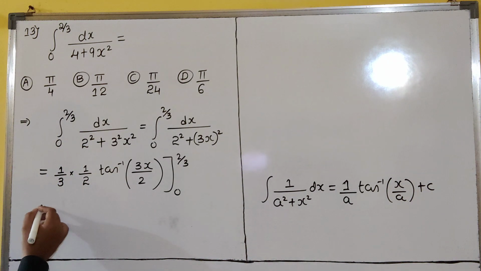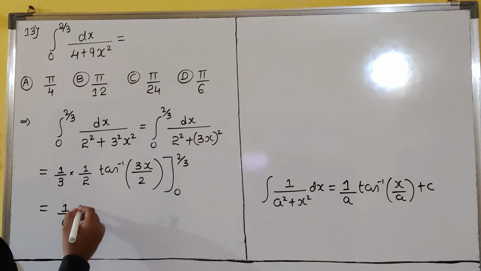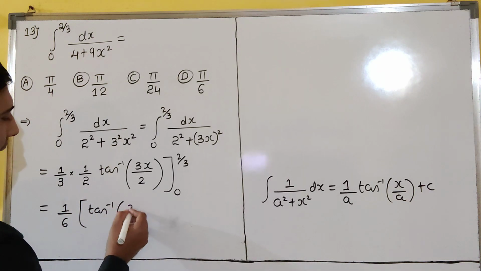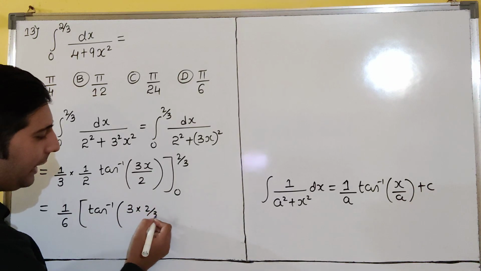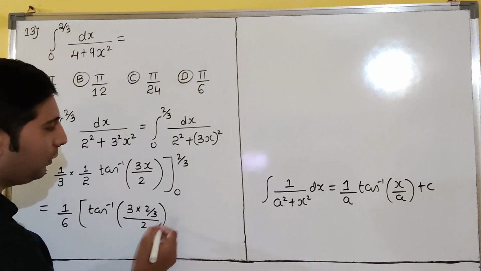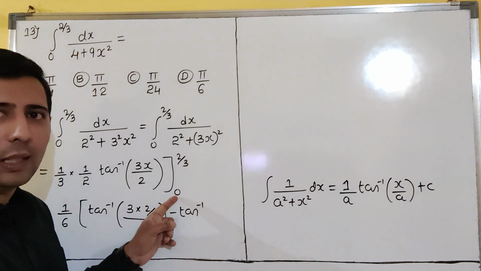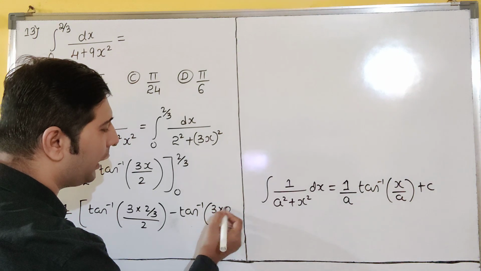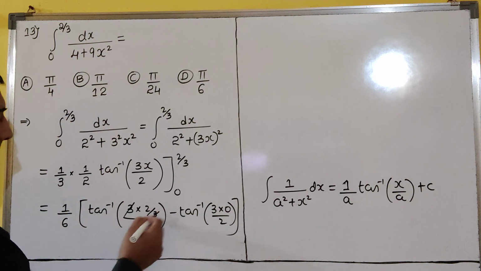Don't write plus a. Plus a will not come. 1 into 1, 1. 1 by 6. 3 twos are 6. And now see, I have to substitute the values in this. Tan inverse 3x. What is the X value? Upper limit you substitute 2 by 3 divided by 2, minus tan inverse. When you are substituting the lower limit, you have to write a minus sign. So tan inverse 3 into 0 divided by 2. We can write 3 gets cancelled.